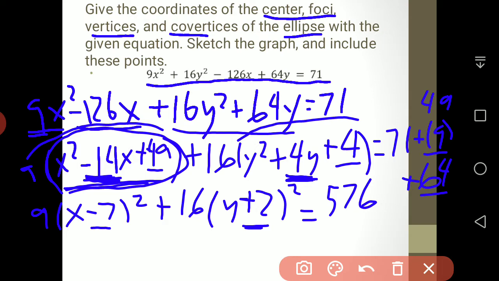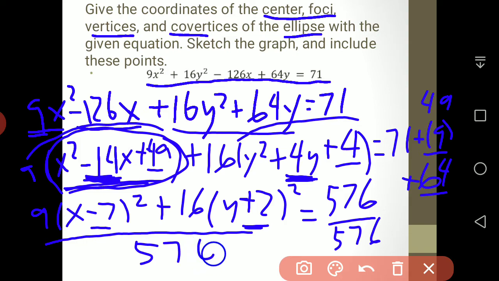Now, if you want to try to transform it into standard form, remember to turn the constant on the right hand side of the equation to 1. So we divide it by itself. Divide by 576. So we don't have much space here, so I'm going to erase all this and rewrite just the last part.